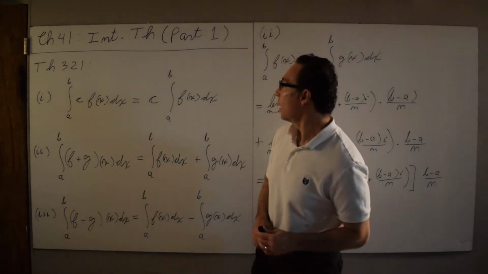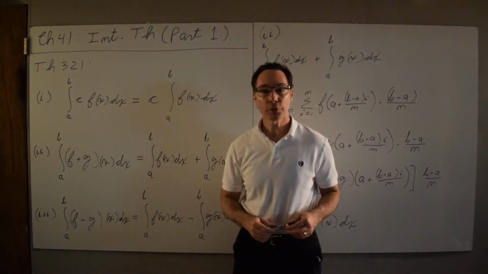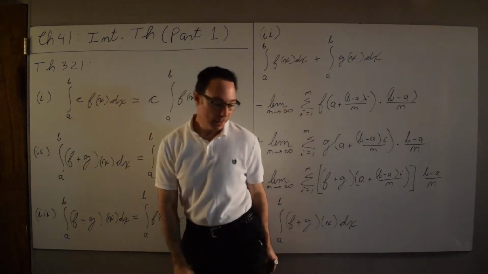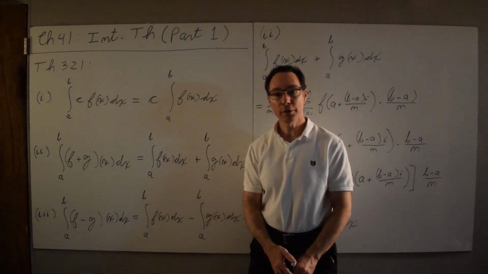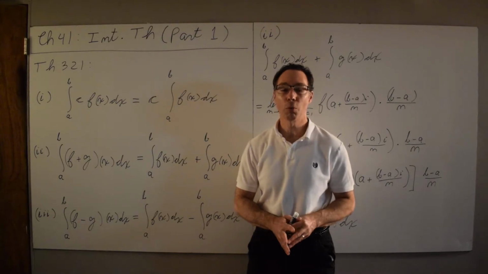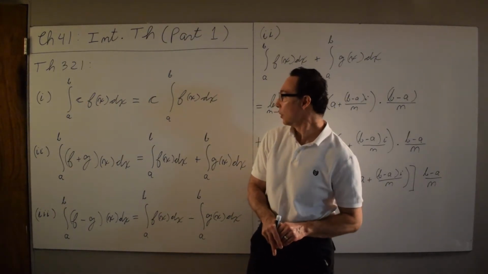This is the first video on Chapter 41, Integral Theorems. The first theorem that we're going to look at is Theorem 321. As I've said before, there are things in math that work the way we want them to, and there are things in math that don't work the way we want them to. This is an example of something that I think does work the way we want it to.